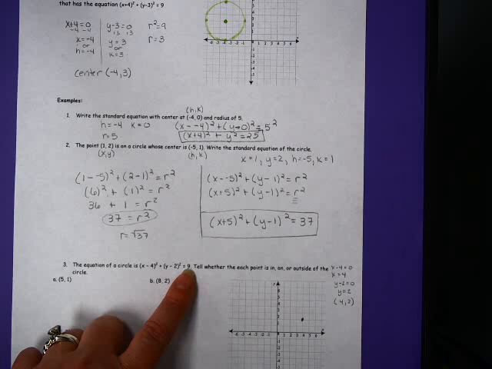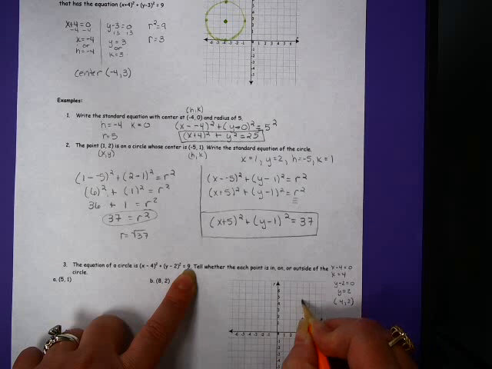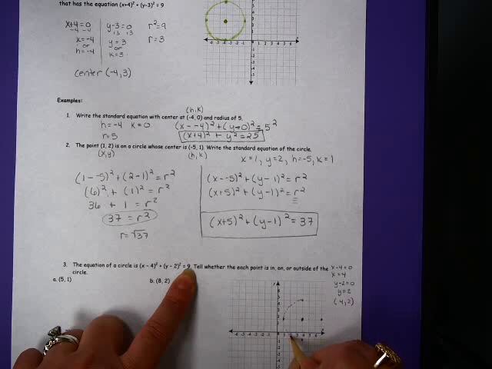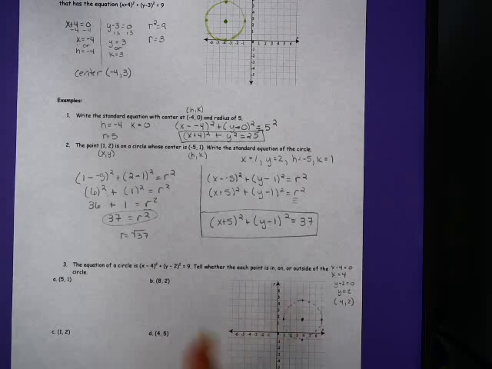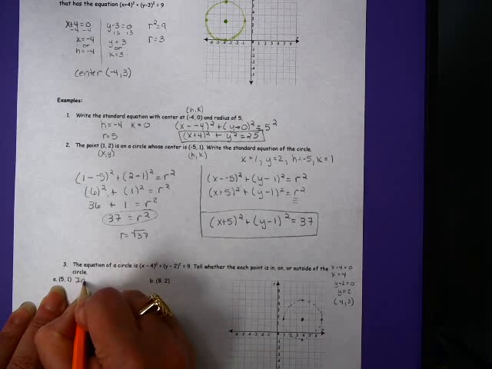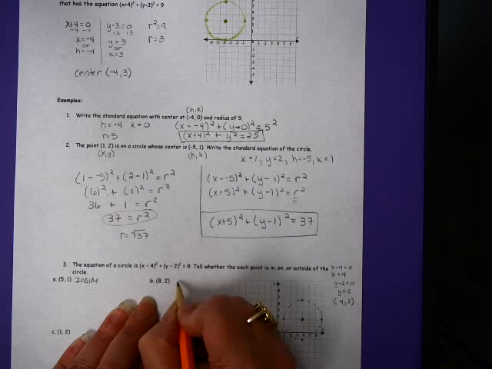My radius squared is 9, so the radius is 3. So that's going to be 1, 2, 3. And 1, 2, 3. So here's my circle. Alright, now to tell whether or not this is in the circle, you just look and see. So that's going to be 5, 1, that's going to be inside, it's in the circle. 8, that's 7, 8 is over here, and then 2, that's going to be outside.